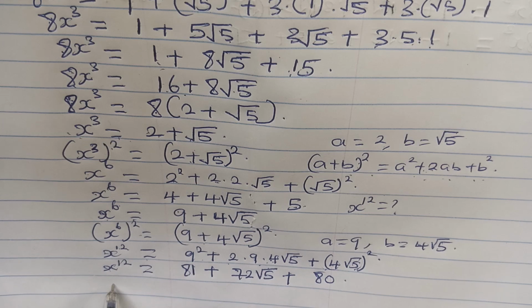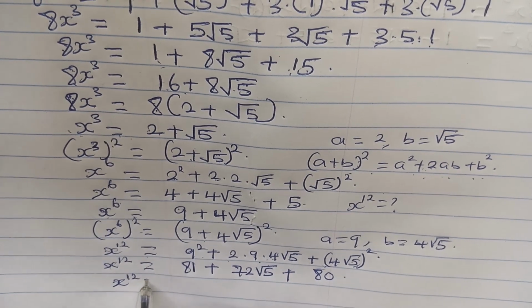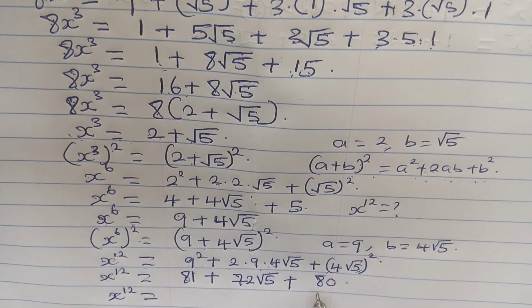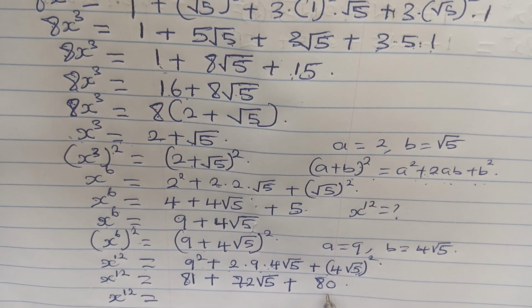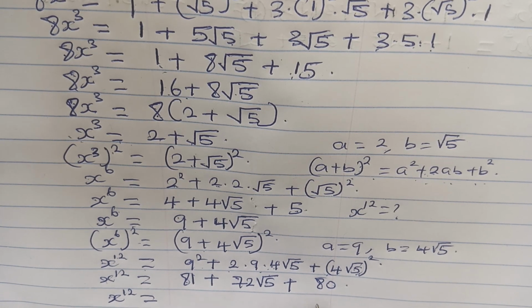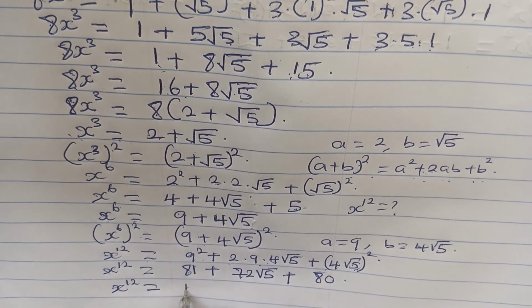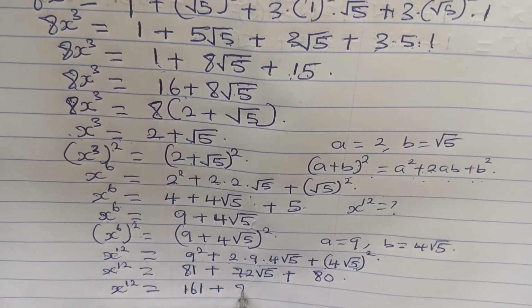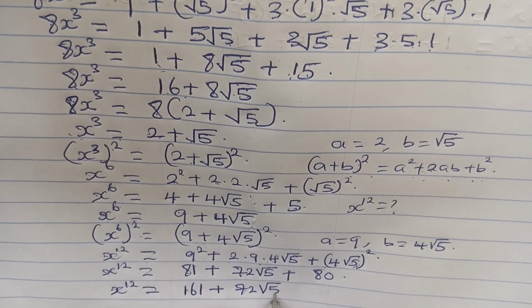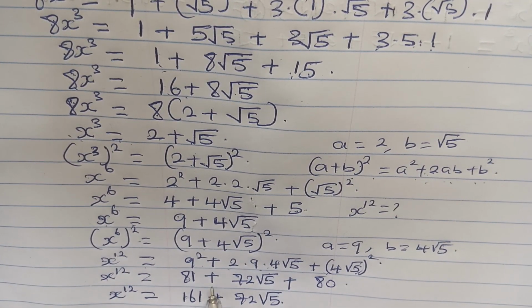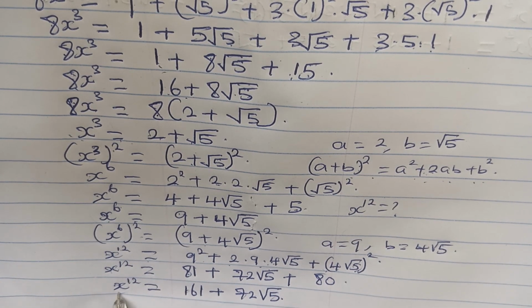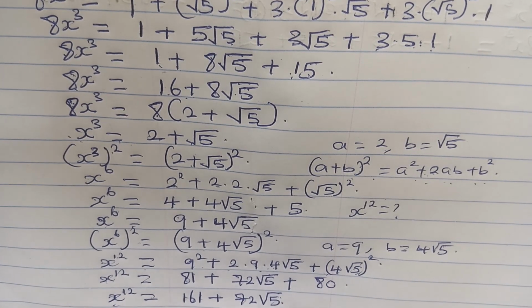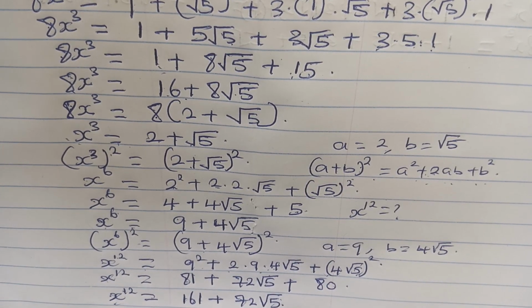So having x to the power of 12 equal to 81 plus 80, which is going to give us 161, plus 72 root 5. So this is the value for x to the power of 12. So x to the power of 12 is equal to 161 plus 72 root 5.